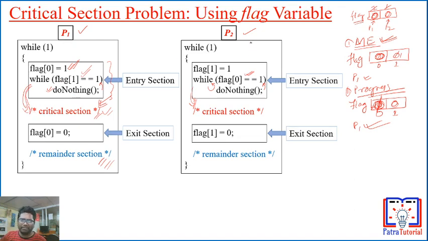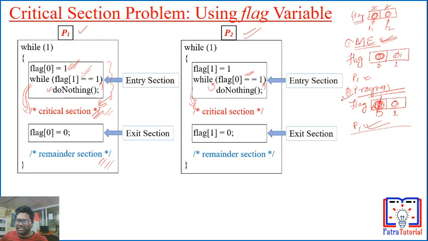Even if P2 is not interested, there is no problem for P1 to enter into the critical section. So as many times as P1 tries to enter the critical section, it can go there. Okay, so there is no problem at all in this case. Again it will update the value of flag to 0, and come out from the critical section, and again it can enter the critical section. So there is no restriction on how many times P1 can enter into the critical section.